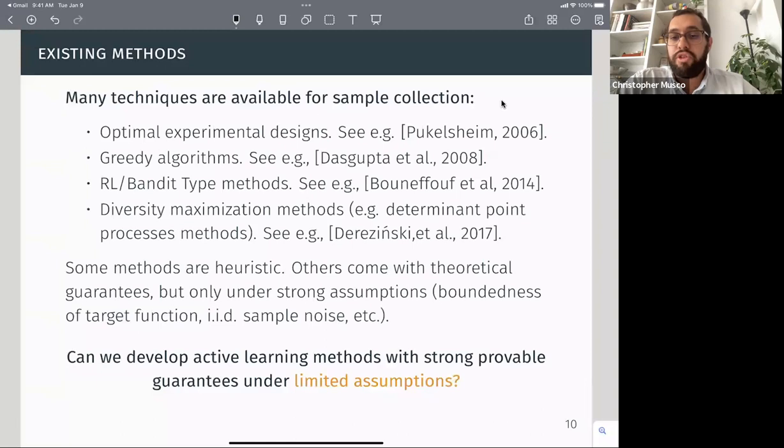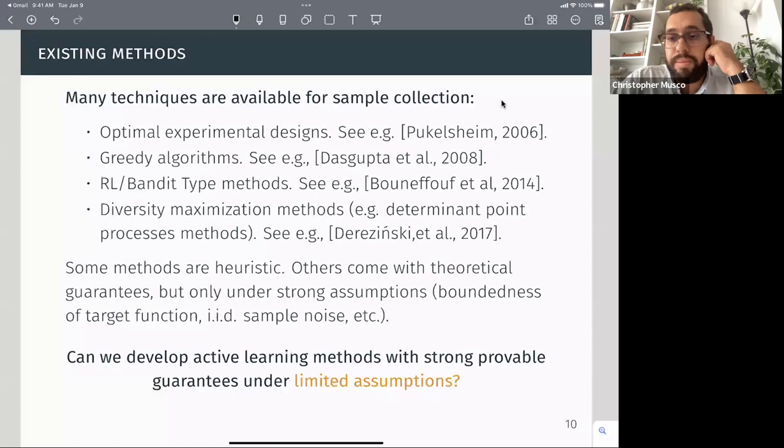Some of these methods are heuristic. They have limited theoretical guarantees. Others have strong theoretical guarantees that you can prove, but typically those strong theoretical guarantees require very strong assumptions about your problem. For example, your target function is bounded, or you have IID sample noise. We'll talk about that in a second.